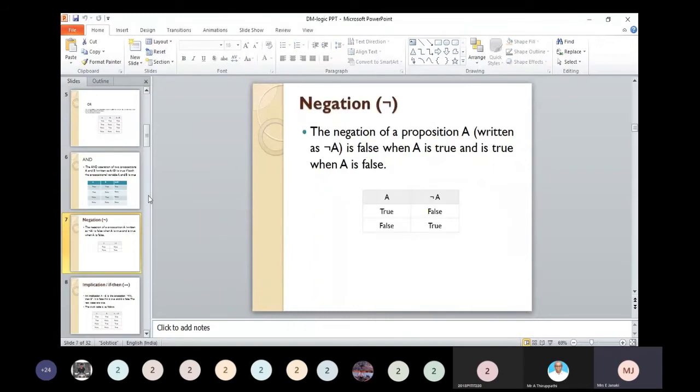And then negation, this is very simple. Take one statement or proposition. If the given one is true, then the negation value is false. Or if the given statement takes the false value, then the negation value is true.